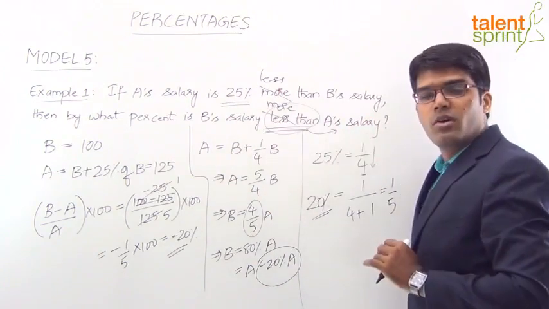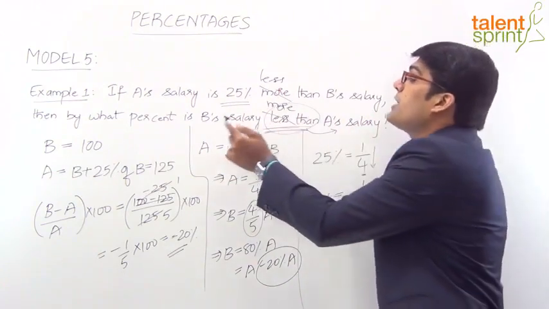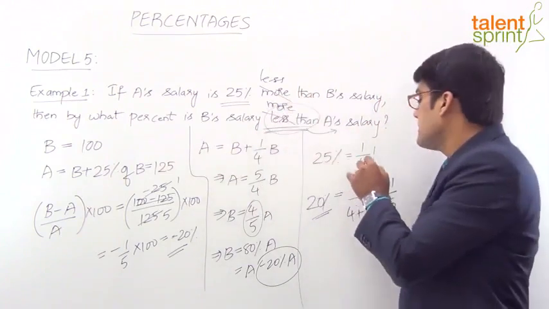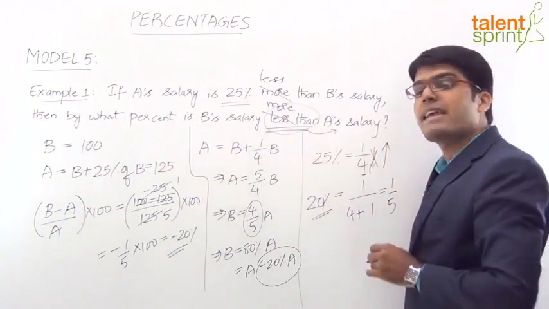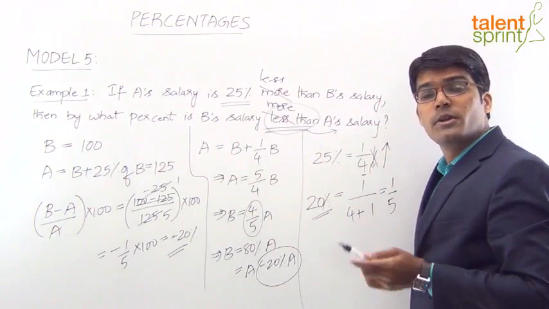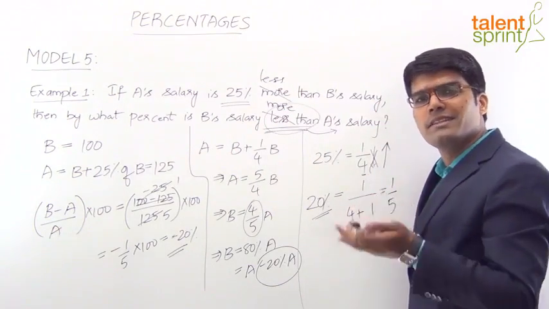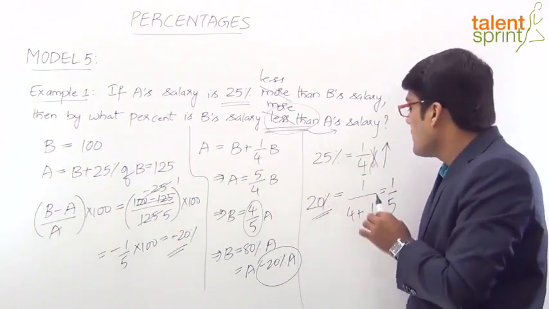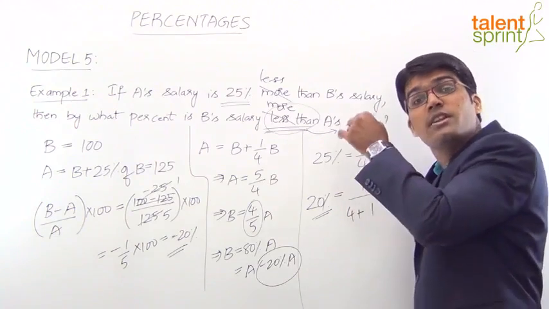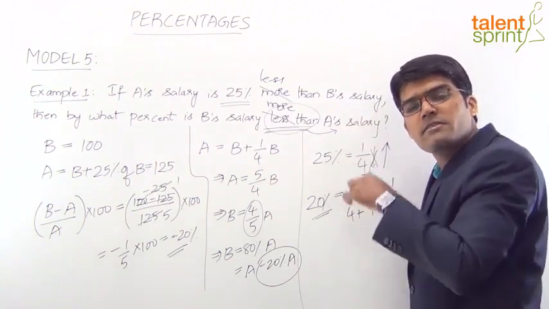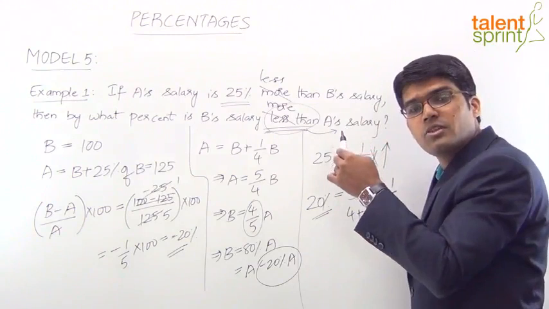25% is 1 by 4. All good so far. By what percentage is B more than A? I want something more, so I have to increase this fraction. Now I've already told you, always work on the denominator. Whether you have to increase or decrease, always work on the denominator. If you have to increase the fraction, the denominator should be reduced. When you reduce the denominator, the value increases. So you have to reduce the denominator.